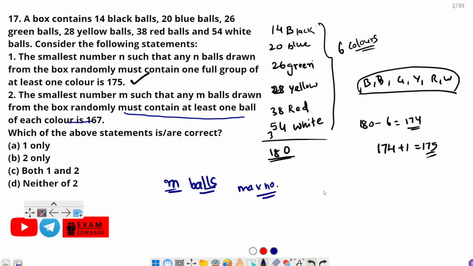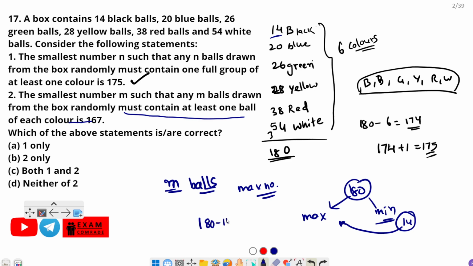To maximize this number, we have to take the minimum number of balls, the total being 180. If we need to max this, we need to minimize this. So what is the minimum possible value? That is 14, right? So we have to pick one from this. So the answer is 180 minus 14 plus 1, that is 167. So the second statement is also true. Both 1 and 2 are true.